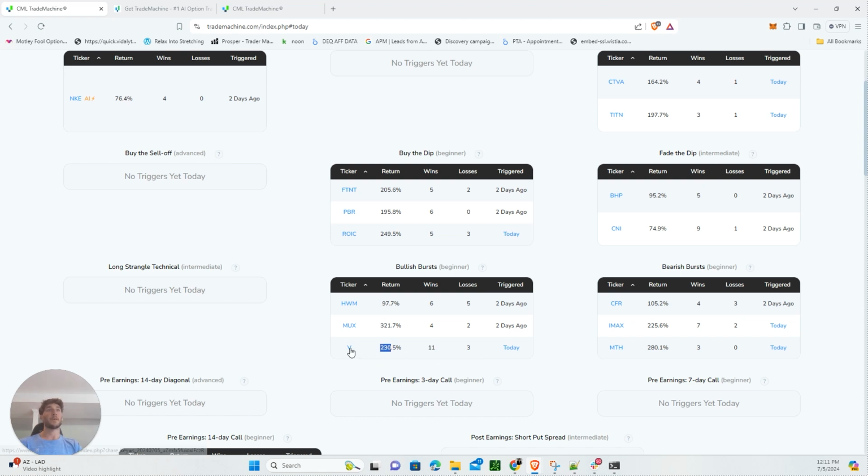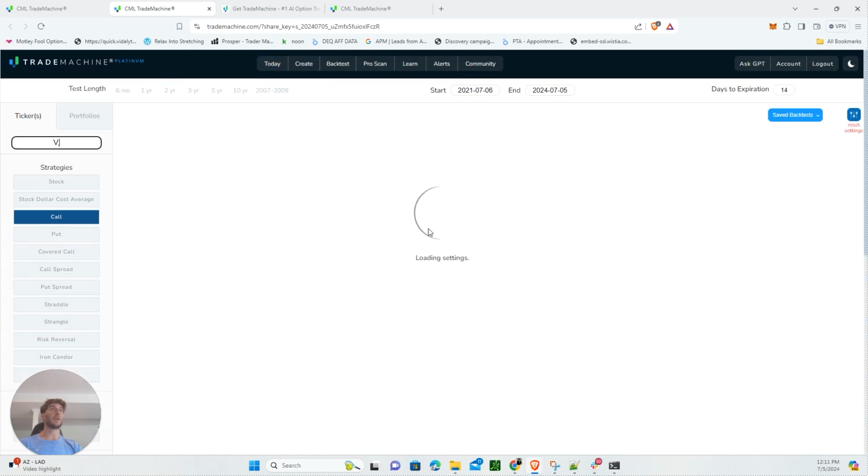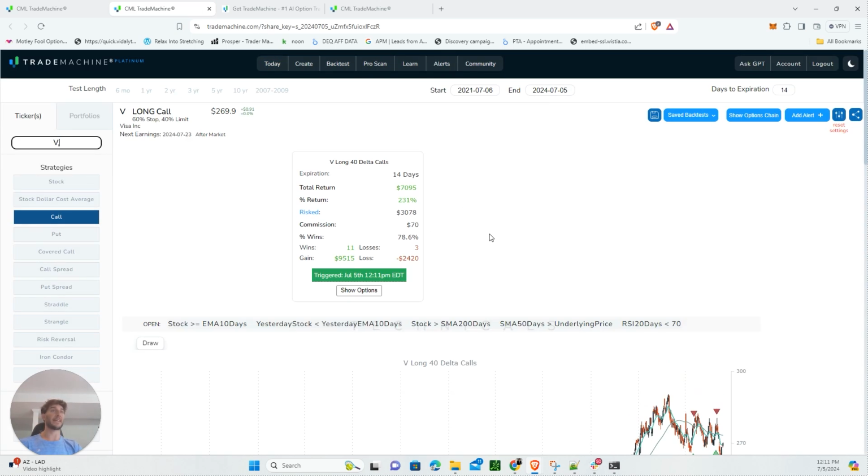So what are the trades? If you click on the ticker symbol here, it'll take you inside the exact trade setup it has for Visa. You can see here we'd be going long the 40 delta calls with 14 days to expiration. And over here, they give you more details on your entry and exit levels, right? Trade Machine's telling us that we want to set a 40% limit when we get in on this trade, meaning once we are up about 40%, we want to take those gains. At the same time, it wants us to put in a stop order at 60%, meaning once you're down 60%, exit the trade. So again, we're looking at the 40 delta calls.